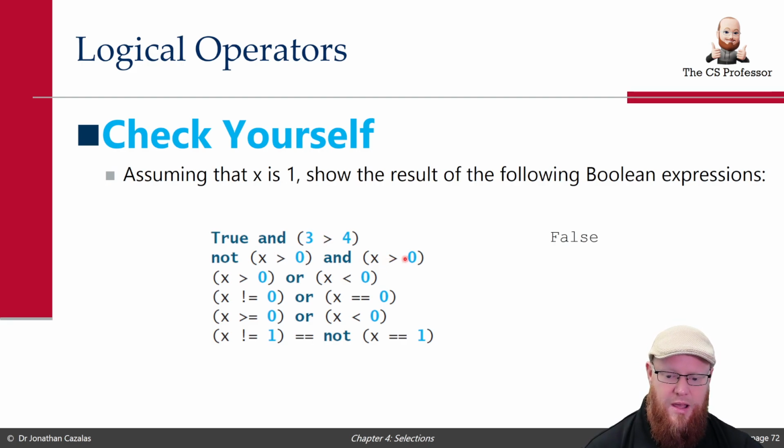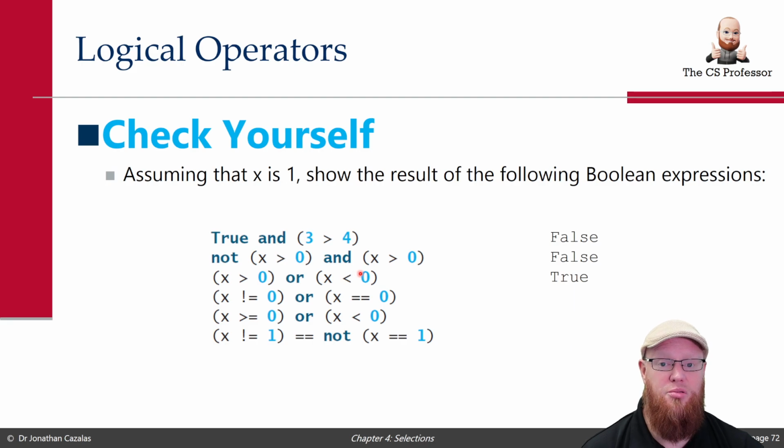Let's look at this one. If x is 1, 1 is greater than 0, that's true. 1 greater than 0 here, that's true, but not true is false. False and true is going to be false again. Let's check out this third one. 1 is greater than 0, that's true. Or 1 less than 0, that's false. That's really true or false, which is going to be true.